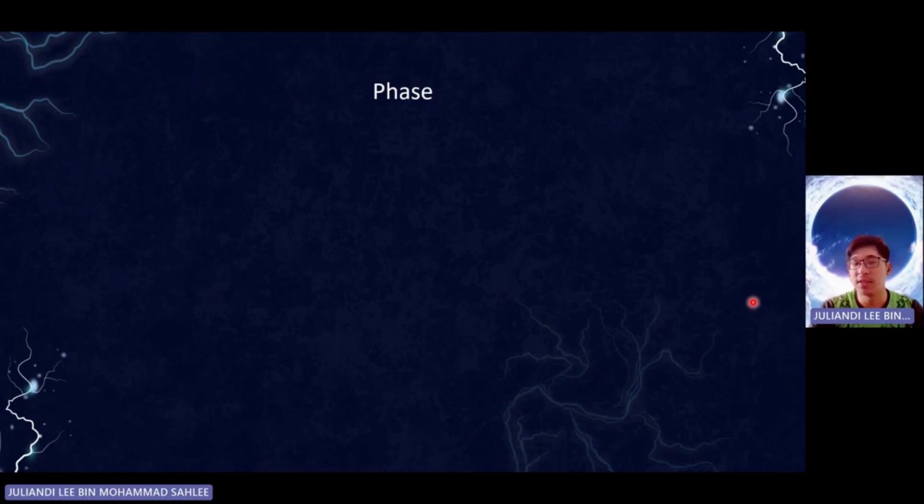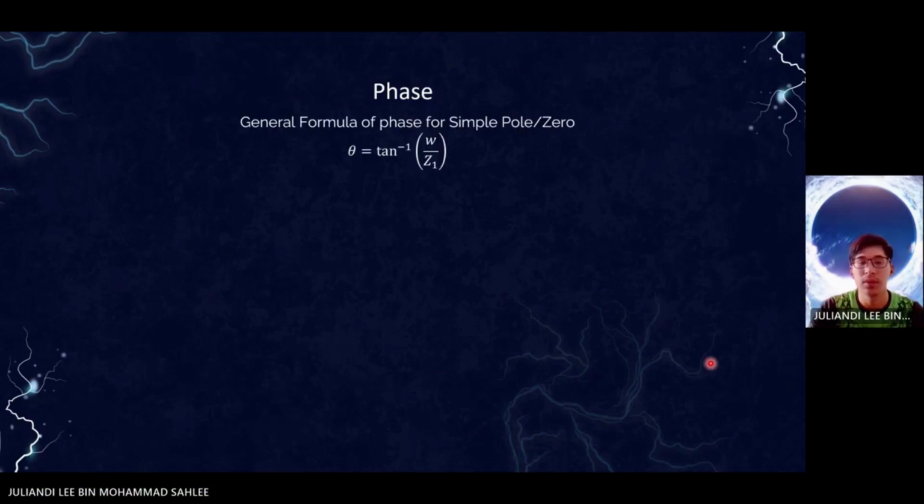After that, we can calculate the phase. This is the general formula for a simple pole or zero, which is phase equal to tan negative 1 of ω over z1.